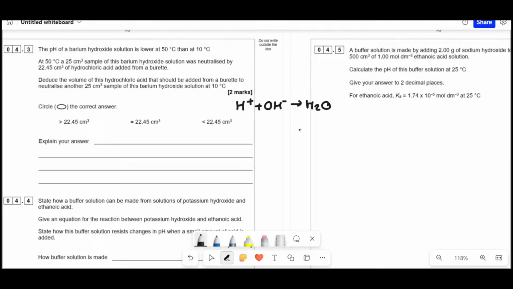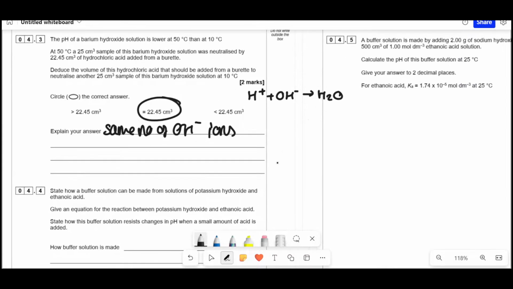So the volume has to be the same because that's how many H pluses you needed the first time around in the first part of the question to neutralize them. So you've got the same number of OH minus ions. So you didn't have to go and learn a separate fact like, okay, well, if you think about it this way, temperature doesn't affect this and that, blah, blah, blah. Like, why sit and learn an extra fact when you can just think for it?